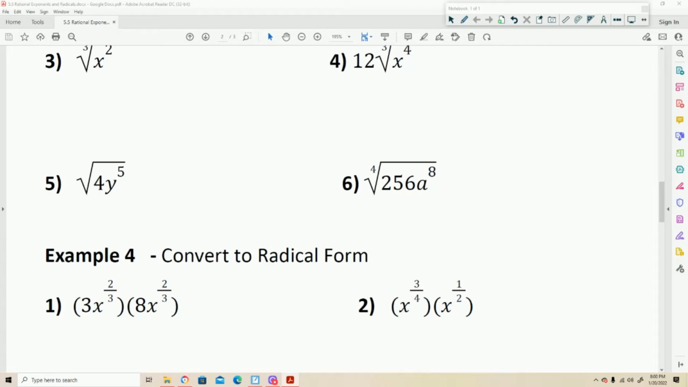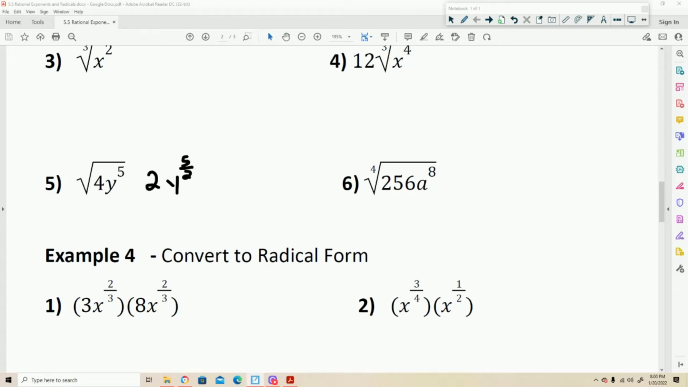Okay, so it's a square root of 4y to the 5th. Well, I know it's a square root. You don't see anything there, so it's a square root. I can take the square root of 4 and get 2. I don't have to put any exponent on there because I took the square root. I basically took it out of the radical sign. So now I put the y there, and it has an exponent of 5 with an index of 2. So it's y to the 5/2.